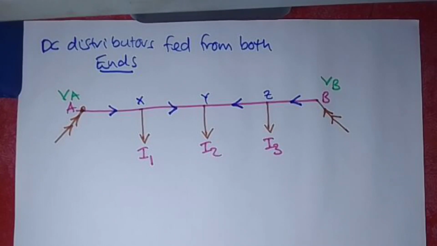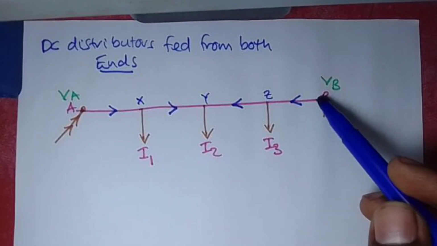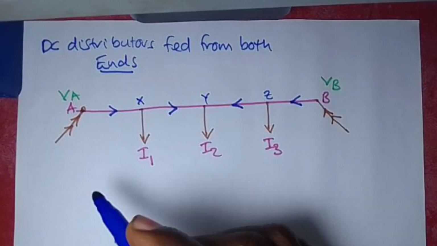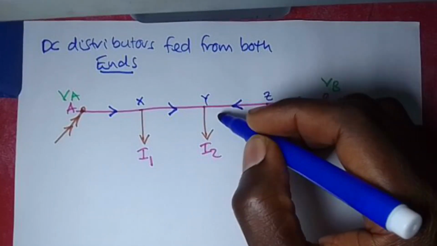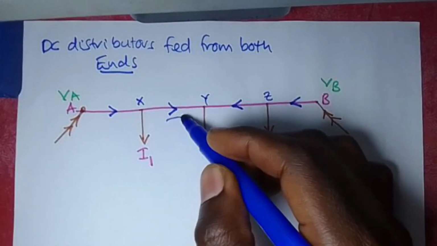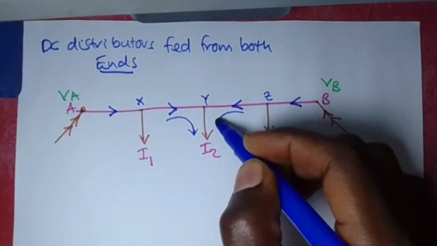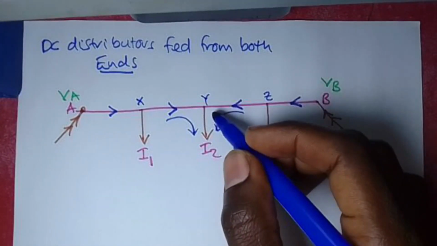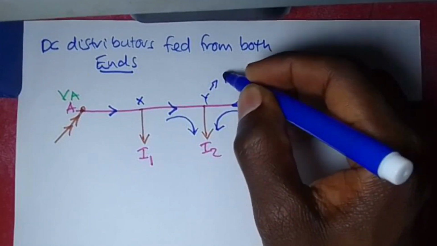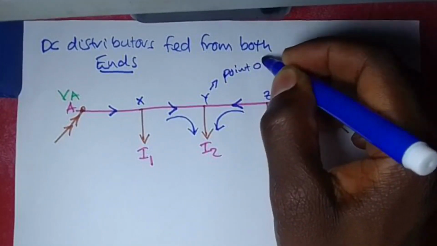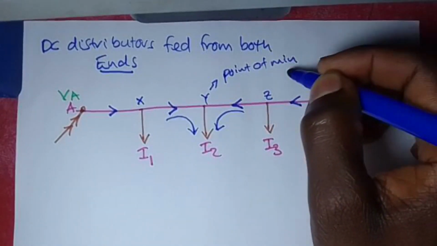After knowing these are points X, Y, and Z, we have a point called the point of minimum potential, just like what we had in the previous example. Even here there is a point of minimum potential, but this time round it is not this end and not this end, but rather the point where current begins to change direction. For example, here current is moving in from this direction and also from this direction. So point Y becomes my point of minimum potential.